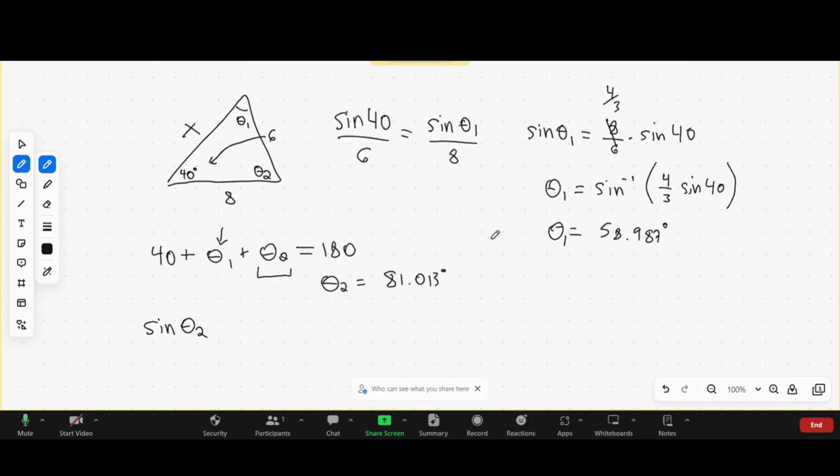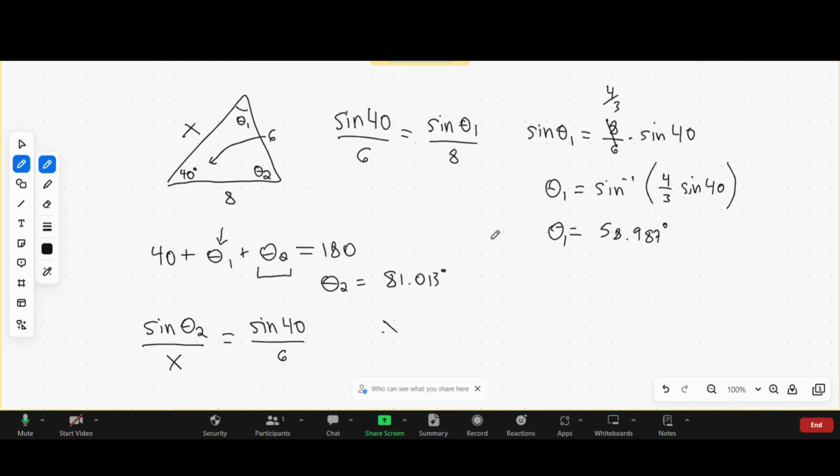So we can then plug that back into our law of sines, and we say that the sine of theta 2, which we've just solved to 81 degrees, over our side length x, which is what we're solving for, is equal to any of the other two ratios, either sine of 40 over 6 or sine of theta 1 over 8. We'll just choose sine of 40 over 6 because we've already used that. So we'll do sine of 40 over 6. And then here we're actually trying to solve for x. So what we should do is we'll invert the right side, invert both of them.